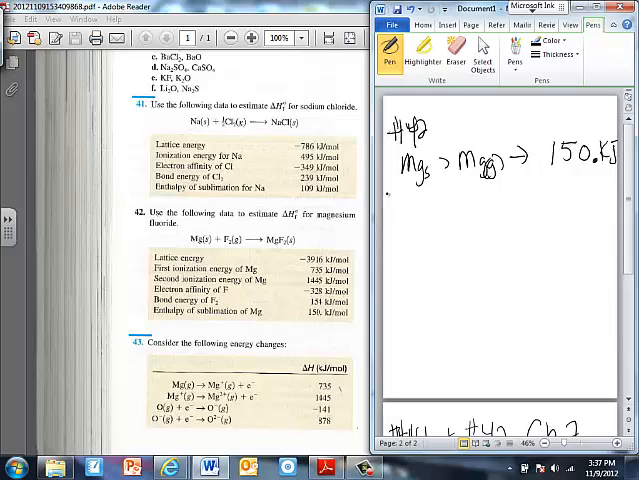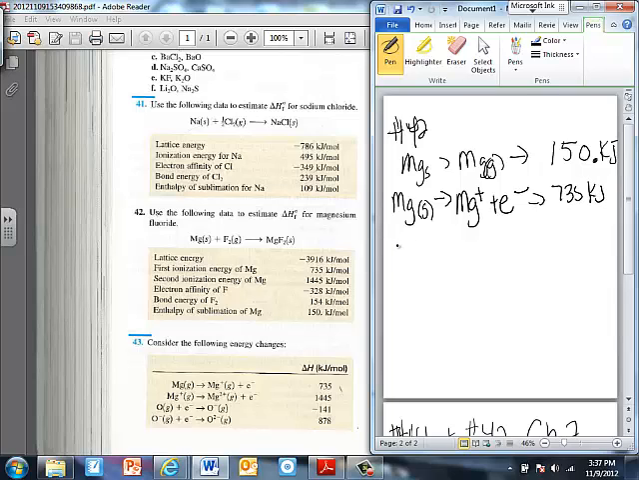Alright, to form the magnesium ion, we have to remove 2 electrons. And that's why you have the first ionization energy of magnesium. So you'd have magnesium gas. You would be removing the first electron. And that first ionization energy is 735 kilojoules.